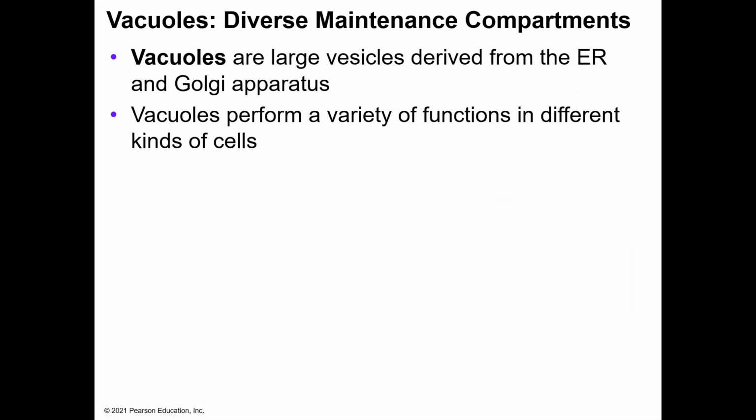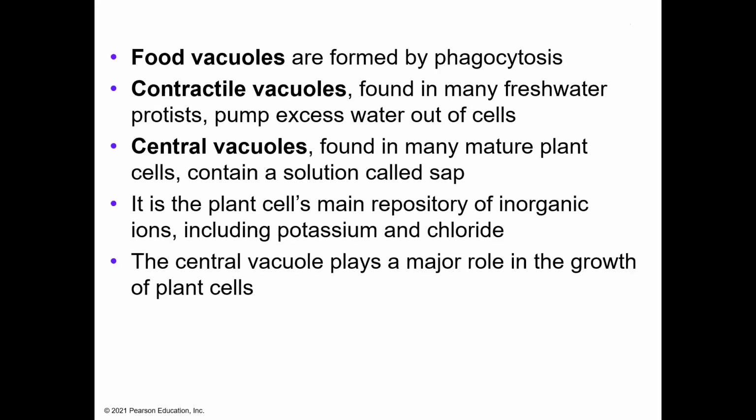Let's talk about vacuoles. Vacuoles are basically big storage compartments that are inside cells. Vacuoles are large vesicles. They're big bubbles of plasma membrane that usually are created from the endoplasmic reticulum and or the Golgi apparatus. Vacuoles are responsible for many functions, one of the main ones being storage. So, for example, food vacuoles can be formed by phagocytosis. When you need to take something into the cell, you're going to form a food vacuole.